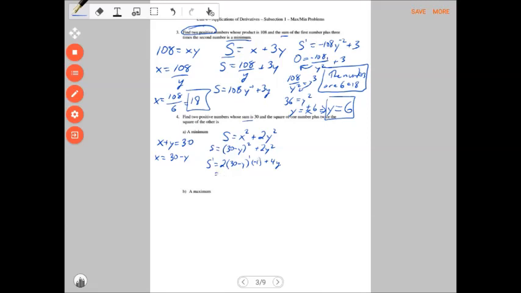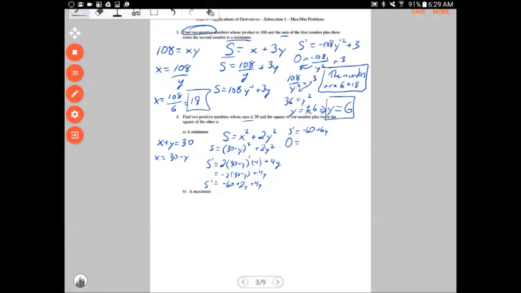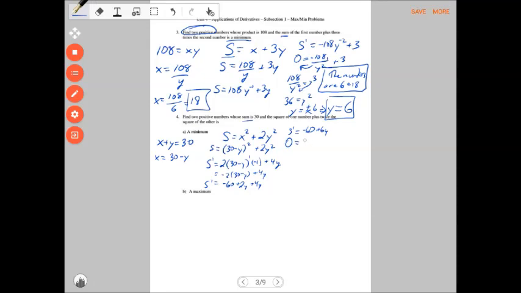So let's see. Negative 2 times 30 minus y plus 4y. Okay, so that's going to be negative 60 plus 2y plus 4y. So s prime equals negative 60 plus 6y. So we set the derivative equal to 0, and we get 0 equals negative 60 plus 6y. So the 60 comes across, so 60 equals 6y. So divide by 6, y equals 10. Awesome. And then, of course, we move that over to here, so x equals 30 minus 10, so x equals 20. So the two numbers are 10 and 20.